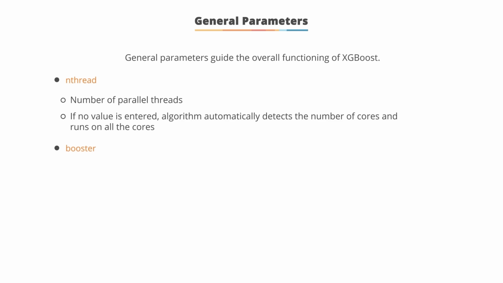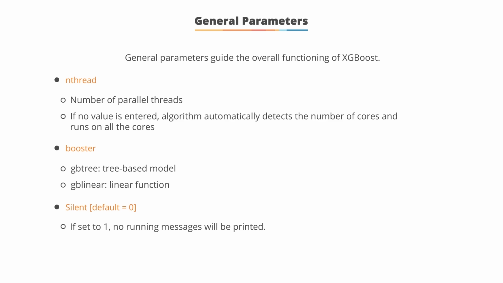There are two types of boosters. Which booster can you use? gbtree uses a tree-based model. gblinear uses a linear function. Usually, a tree booster outperforms the linear booster. Silent, default equals 0, is used to print the running messages. If the silent parameter is set to 1, no running messages will be printed. Hence, keep it 0 as the messages might help in understanding the model.